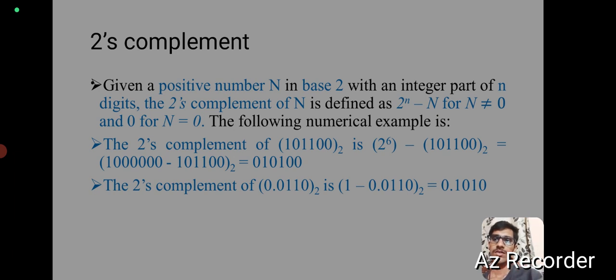The first one is 2's complement. If any number is given to find its 2's complement, there is a formula: 2 to the power n minus the number, that is capital N. If the number is not equal to 0, then we can find the complement. If the number is equal to 0, the complement is 0.